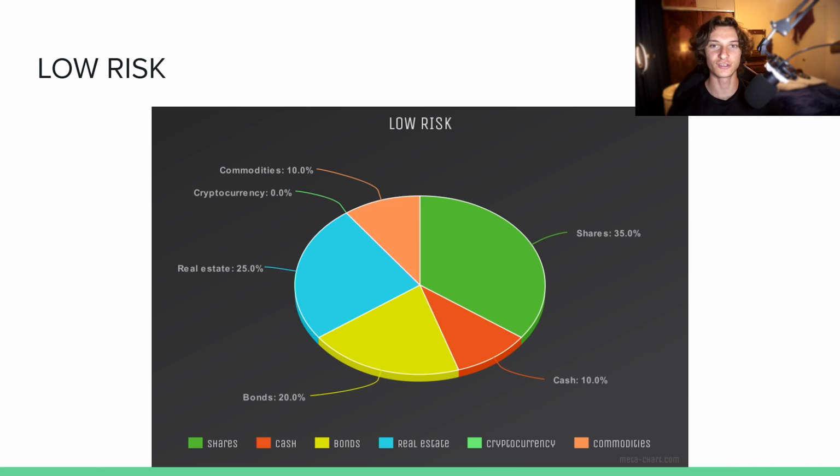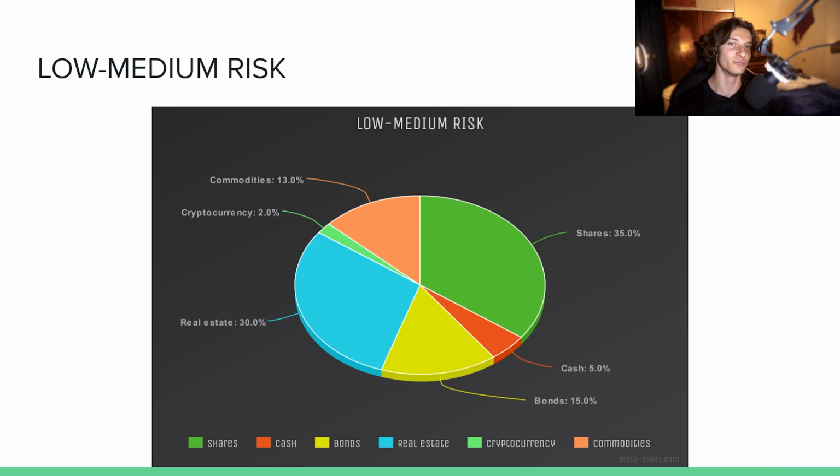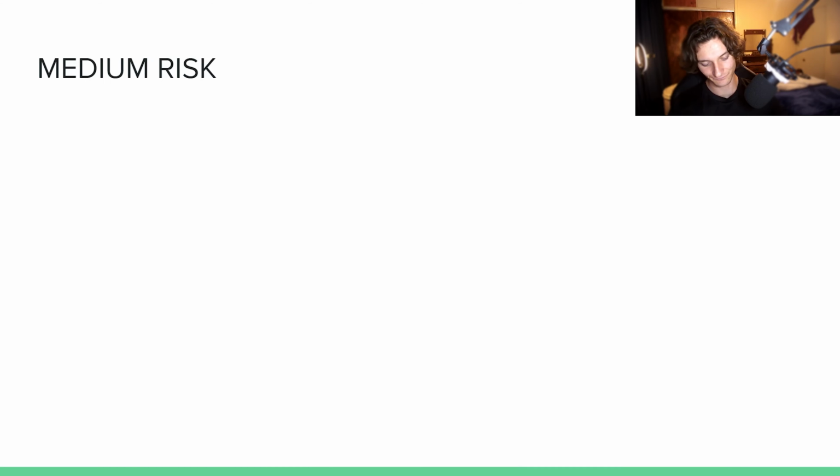We're moving on to low to medium risk. Here we have 35% for shares, 5% cash, 15% bonds, 30% real estate, only 2% cryptocurrency. You just want to be slightly touching that area, and then 13% as the rest for commodities.